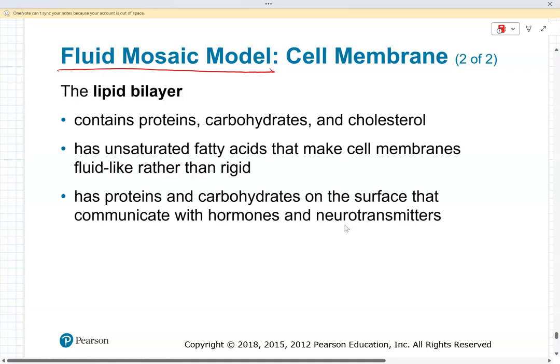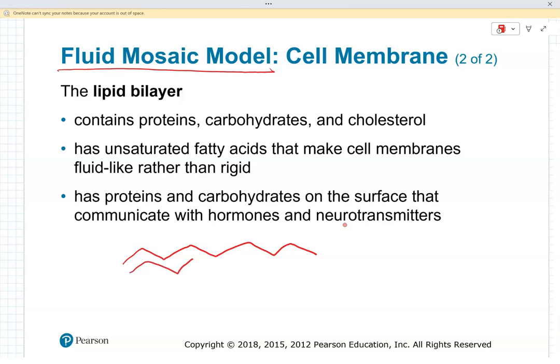Now, if you remember the story about saturated versus unsaturated fatty acids, right? Saturated fatty acids look like this. So they tend to stack pretty well. Remember, animal fats that are solid at room temperature contain mostly saturated fatty acids? Well, the membrane is more like a liquid. So a good share of unsaturated fatty acids essentially gives it this fluid-like appearance. Okay?